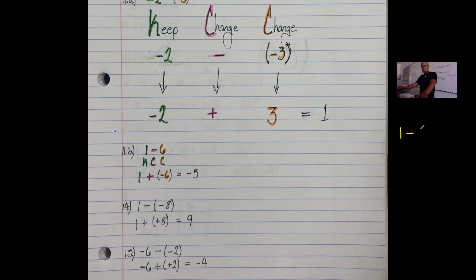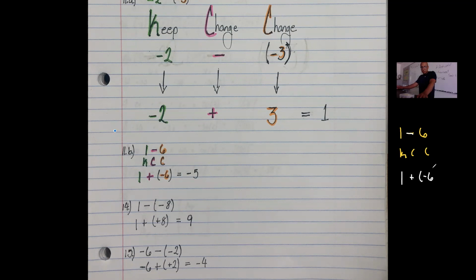1 minus 6. Let's go ahead and change this problem to an addition problem using KCC. Keep, change, change. Notice how I wrote down the K right below the first number, the C below the subtraction sign, and the C underneath the second number. So keep the first number, so 1 remains 1. Change from subtraction to addition, and we're going to change from +6 to -6.